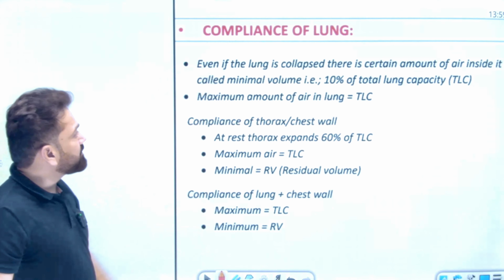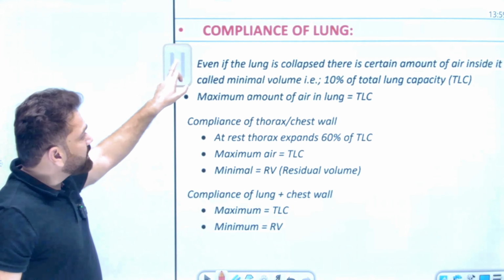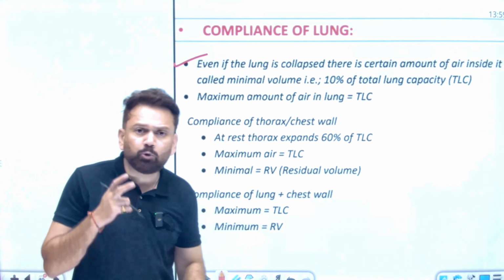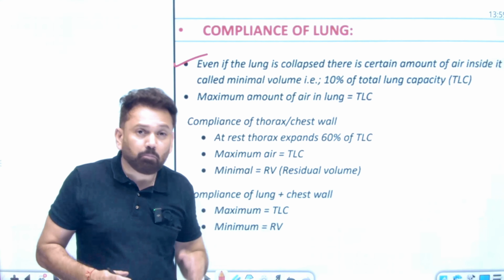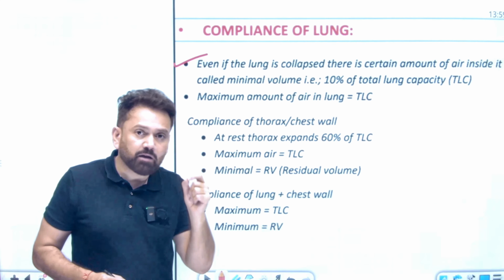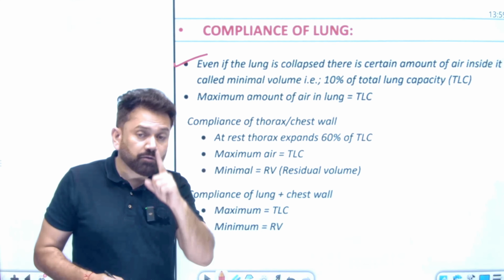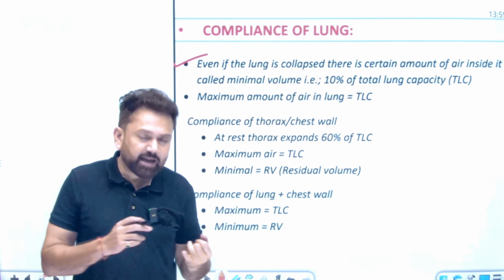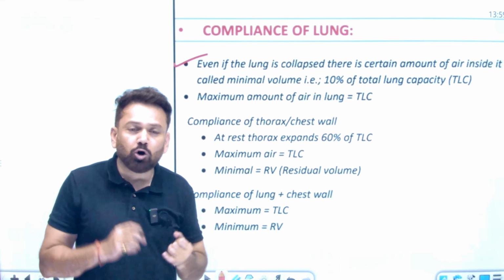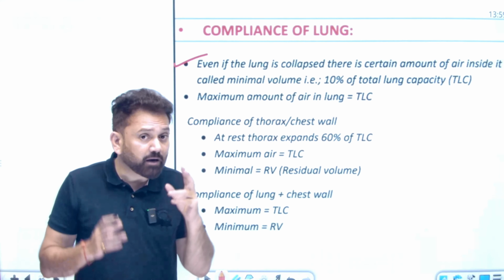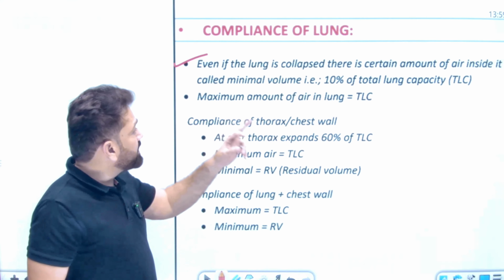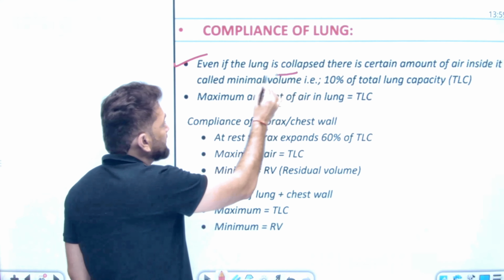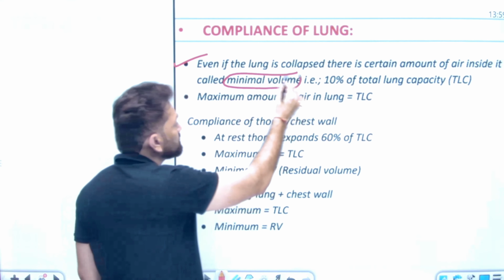Now, compliance of lung. I have told you, if you cut the pleural membrane, lung will collapse. But the volume of air in the lung will not be 0. This is again a myth. In a lot of books it is given that it becomes 0. But Harrison clearly says, Boron clearly says, even if lung collapses, the amount of air inside will be there, and it is called, please remember, please highlight this point, minimal volume.